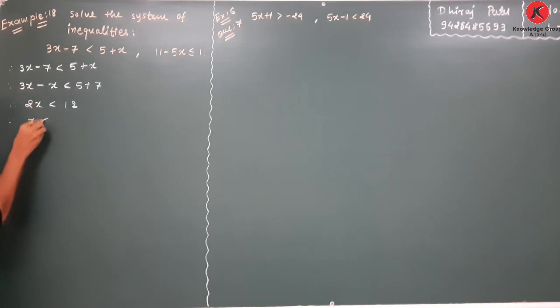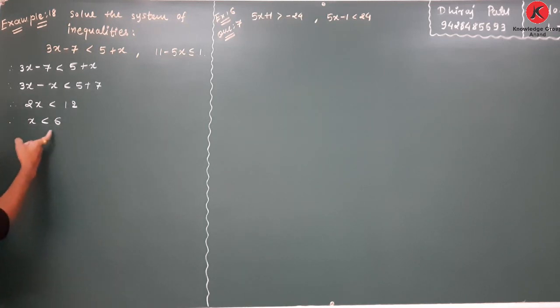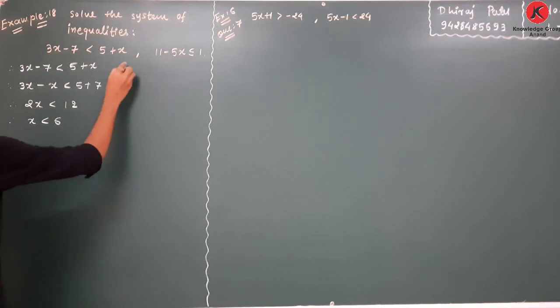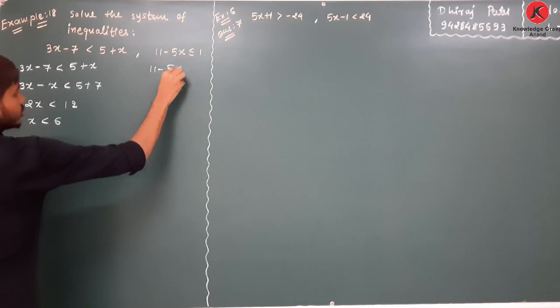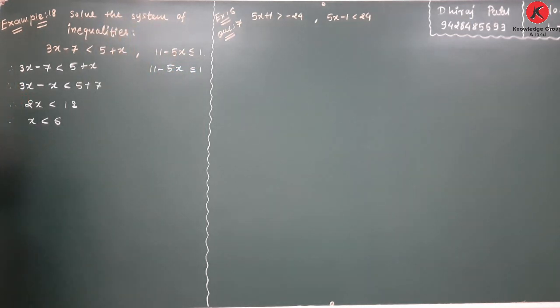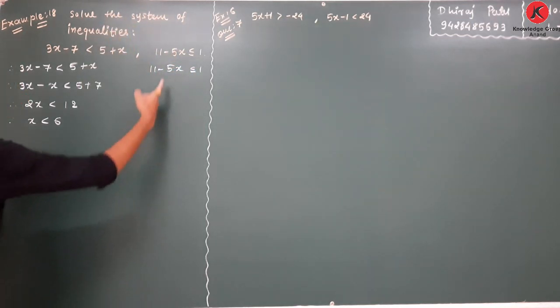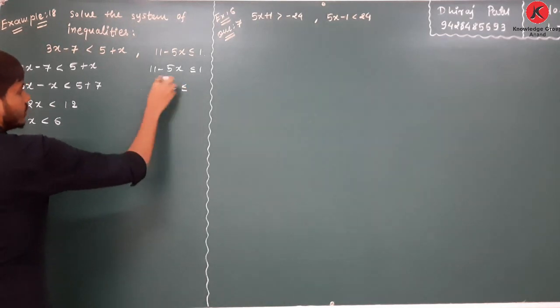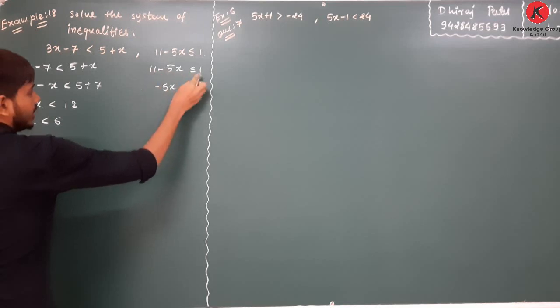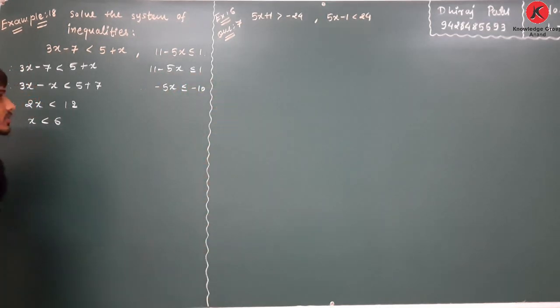Therefore, we are getting x less than 6. And the second inequality is here. And calculation says 11 minus 5x less than or equal to 1. Make x the subject. Therefore, we are getting minus 5x less than or equal to 1 minus 11, which is minus 10.